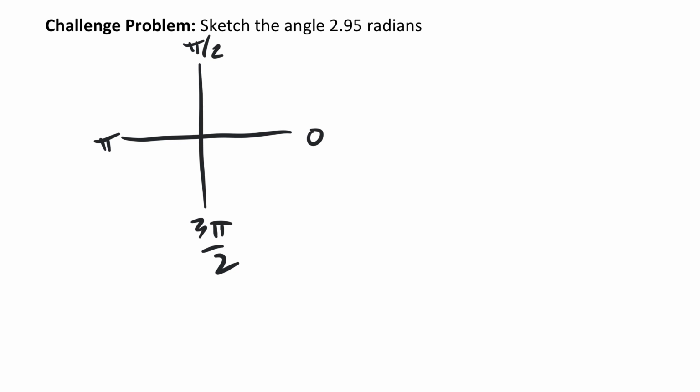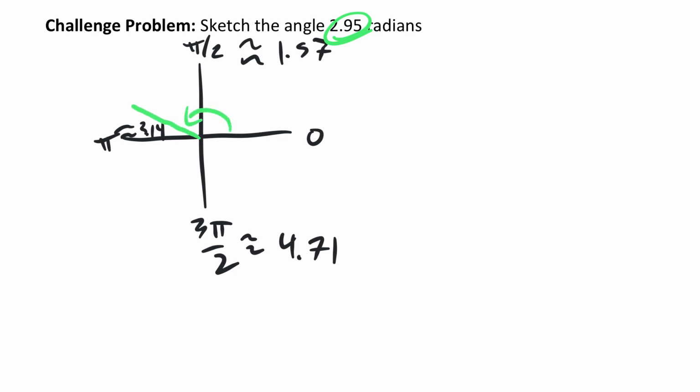But you don't have to leave them with the pi. And if you're using a calculator, pi over 2 is approximately 1.57. Pi is approximately 3.14. And 3 pi over 2 is approximately 4.71. So the number 2.95 is really close to 3.14. So I would expect it to be somewhere like there. This would be 2.95 radians.